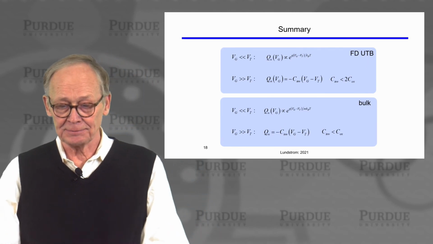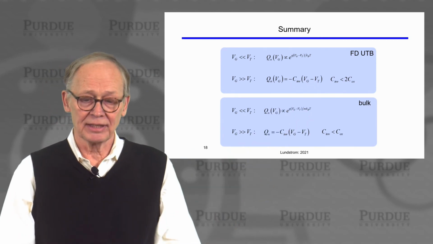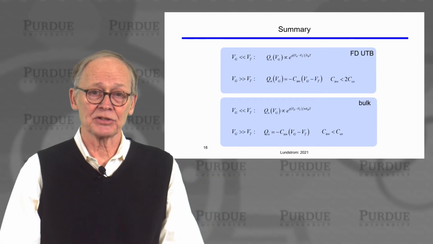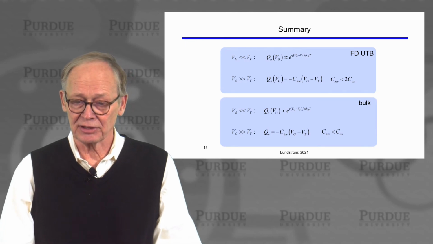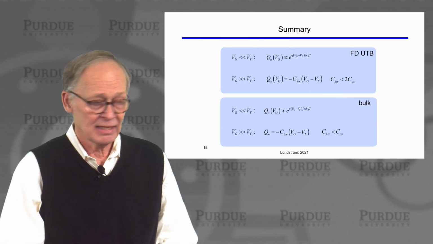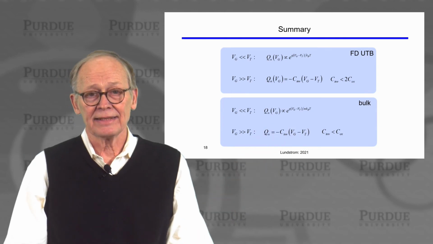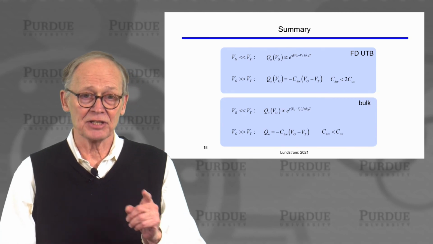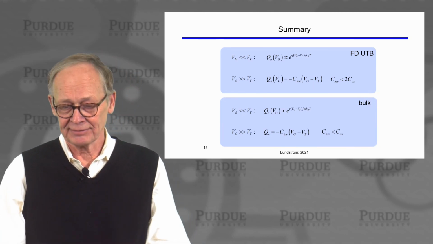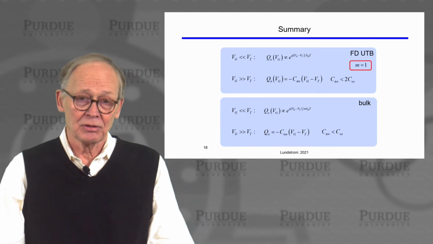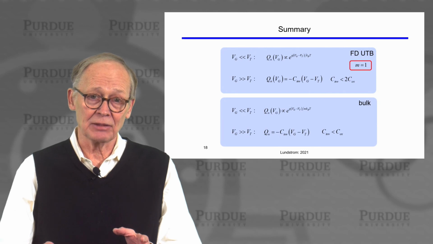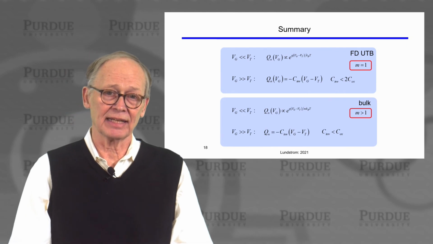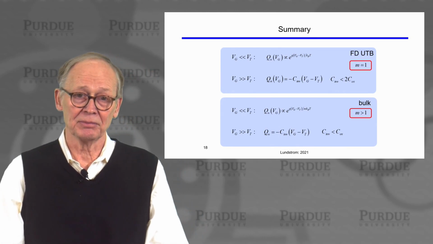So to summarize everything now, if we have a fully depleted ultra-thin body structure, below threshold, the inversion layer charge or mobile electron charge varies exponentially with Vg minus Vt over kT. For the bulk structure, below threshold, the mobile electron charge varies exponentially as Vg minus Vt over mkT, and m is greater than 1. So for the ultra-thin body structure, m is equal to 1. For the bulk structure, m is a little bit bigger than 1. So this is a significant advantage we'll see later on for the ultra-thin body structures.